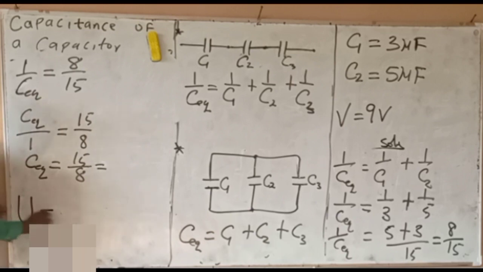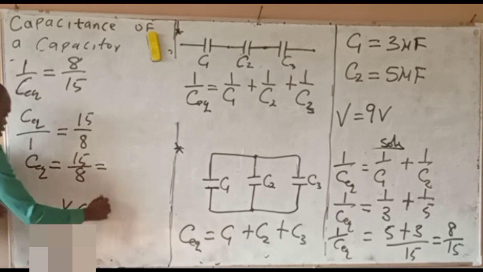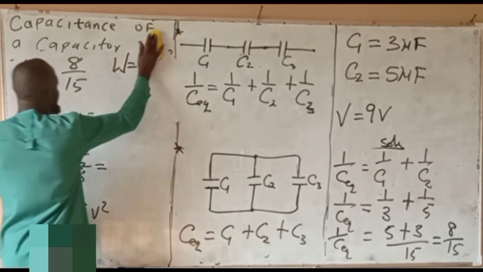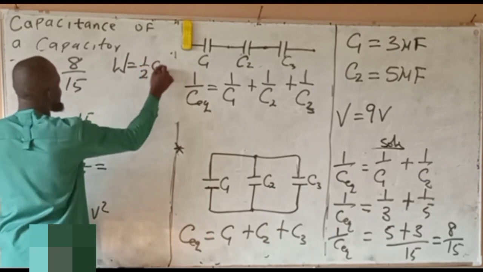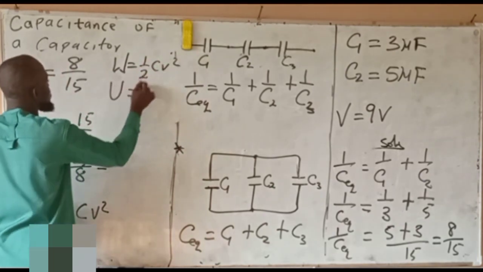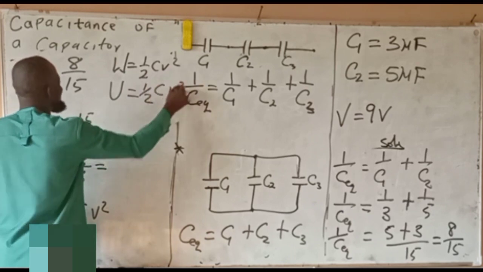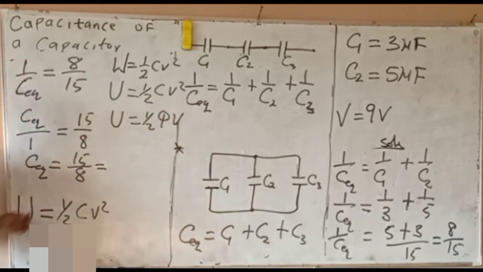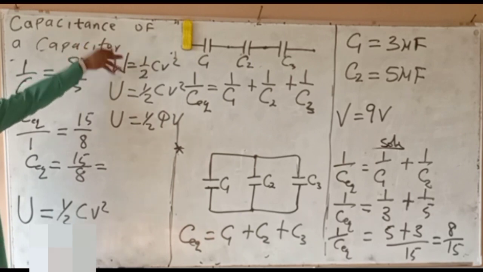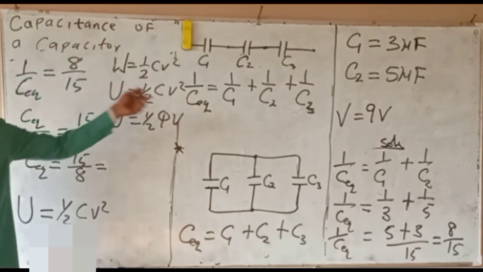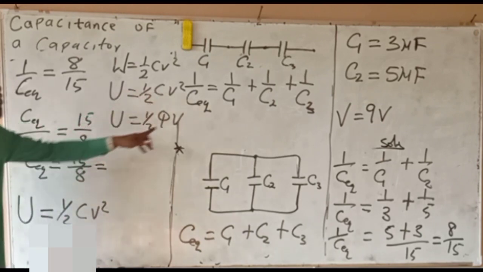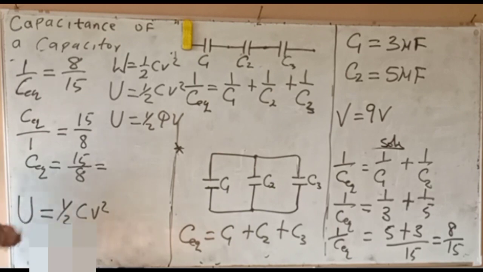Then what will be the energy stored? Half CV squared. I'm going to use U as a symbol for energy. Remember, energy stored is W equals half CV squared, or you can also say U equals half CV squared, or U equals half QV, depending on the symbol you want to use. W denotes energy, U also denotes energy here. So C means capacitance, Q means charge, V means voltage or potential difference.